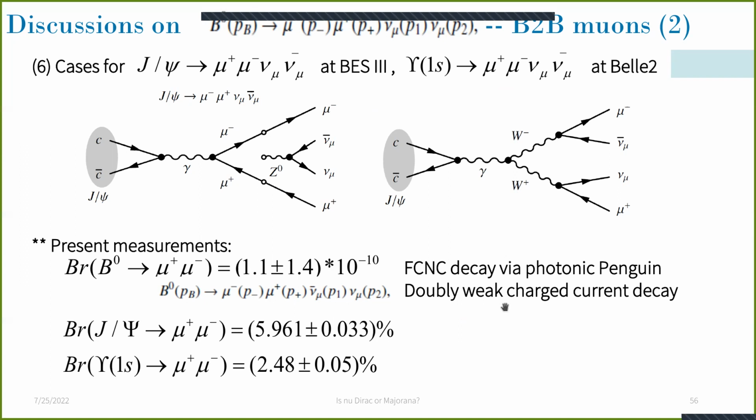This is a weak, double weak charged current interaction. Okay, so this is totally different. People say it is so small, this must be so small. No. This is almost impossible to do.